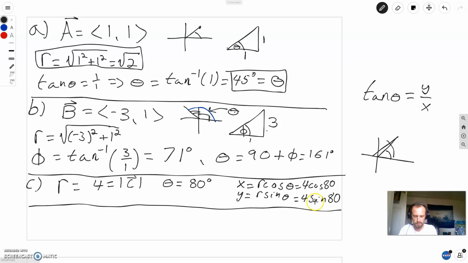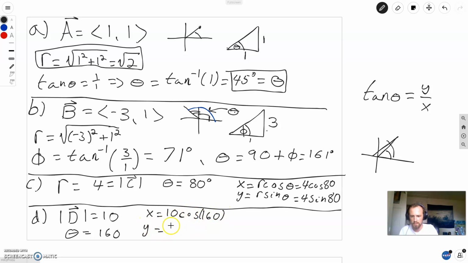So then part D will be largely the same. D, we're told that the magnitude of D is 10. And we're told that theta equals 160. So x equals 10 cosine of 160. Y, I'll put some parentheses, equals 10 times the sine of 160. Why don't we plug in some numbers?